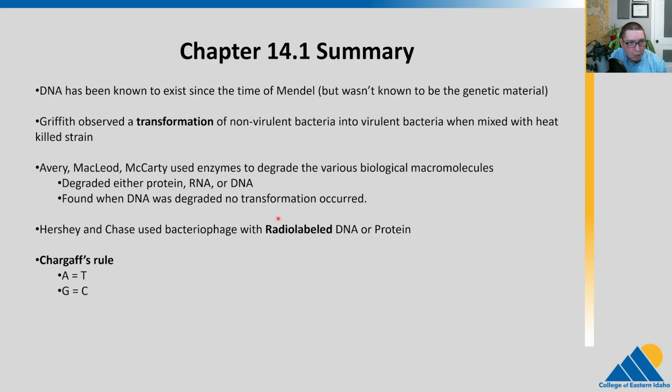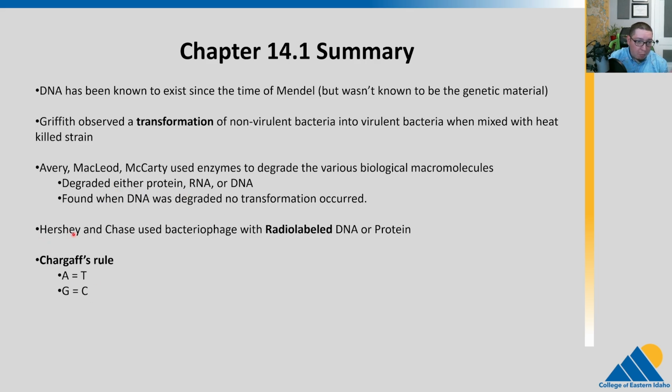So to sum this up, DNA had been known to exist for a long time, since the time of Mendel. But it wasn't known to be the genetic material, so nobody was really studying it. Griffith, one of the first people to interrogate this question of what is the genetic material? How is it passed on? Observed transformation. And he found his virulent bacteria could transform the non-virulent bacteria when he mixed the strains. Avery, MacLeod, and McCarty used enzymes to degrade the different biological macromolecules, either protein, RNA, or DNA, and found that when DNA was degraded, no transformation could occur. Good evidence for DNA being the genetic material.